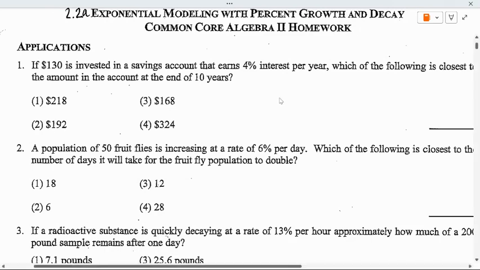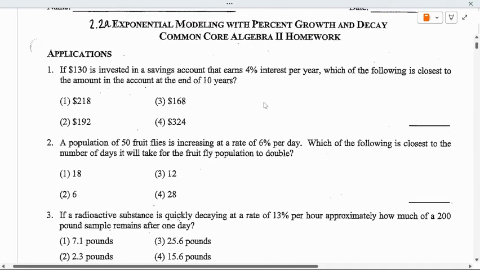So if $130 is invested in a savings account that earns 4% interest, which of the following is closest to the amount in the account after 10 years? $130 represents what, Hayden? Beginning amount. $130 represents P. 4% represents what? Which is your rate. So I'm going to write it as 0.04. And because it's growing, what am I going to put in front of it? A 1.